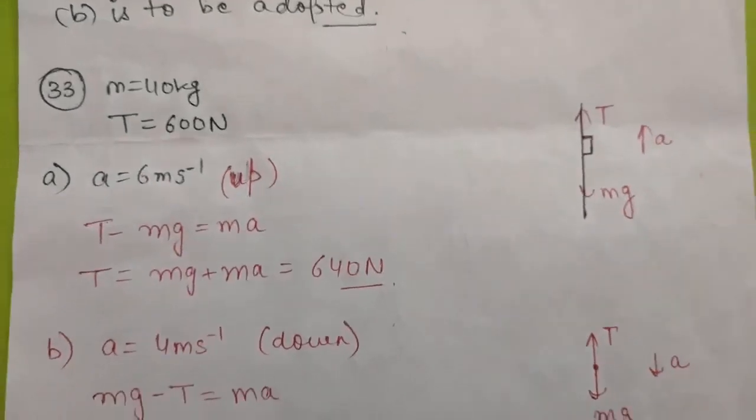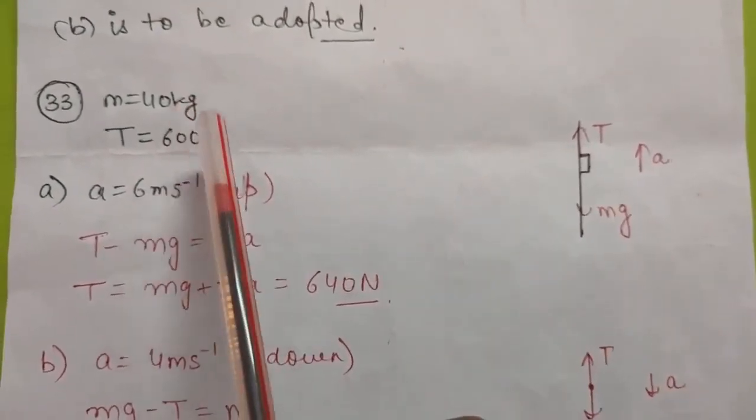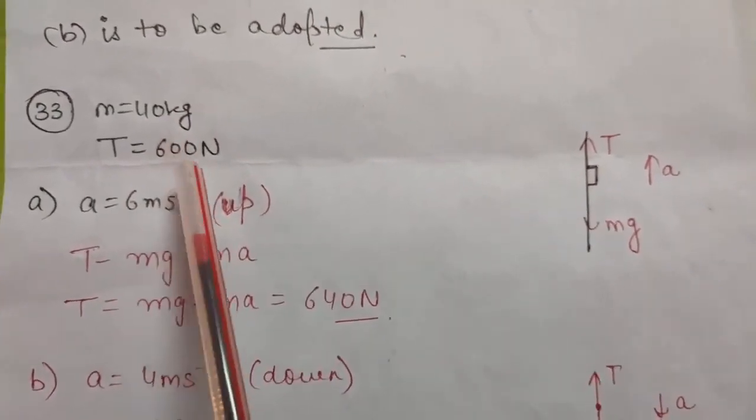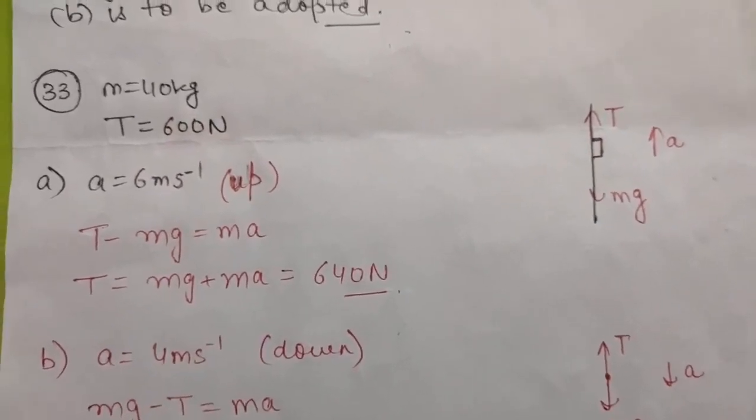Okay, so question number 33 says there is a monkey on a rope. The mass of the monkey is given to be 40 kilograms and the tension the rope can bear, on which he is climbing, is given to be 600 newtons. Then you have to tell in which case the rope will break.